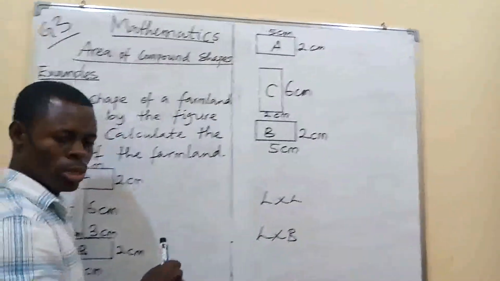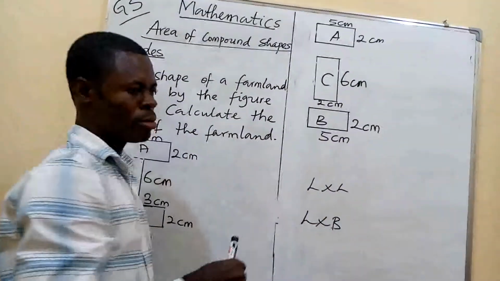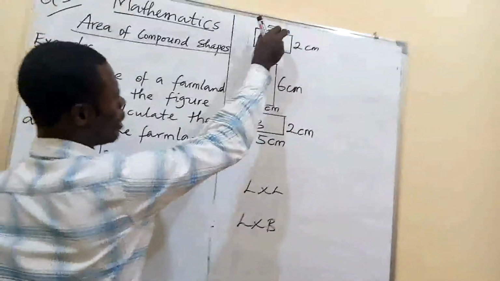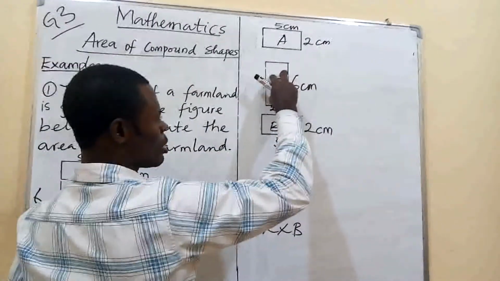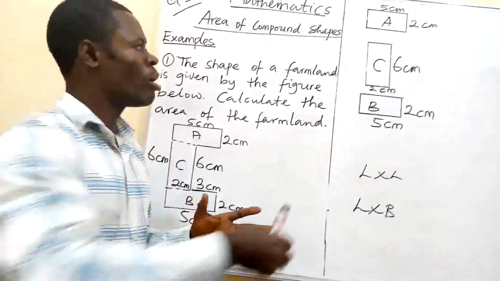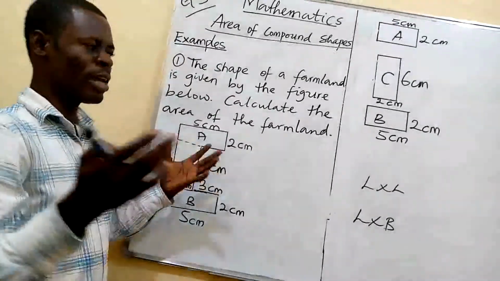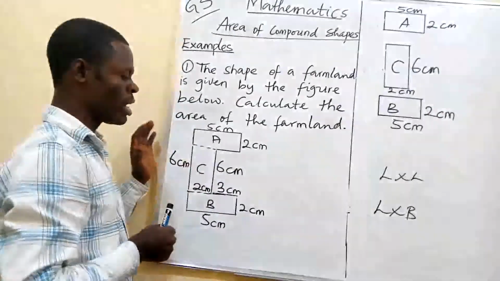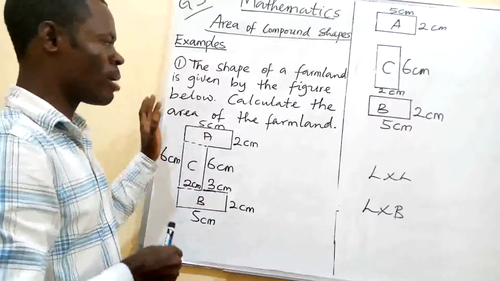Now looking at the shapes you have cut out, you agree with me that all the shapes are what shape? A rectangle. So that means we're going to find the area of this rectangle, the area of this rectangle, and the area of this rectangle. And then we add the areas of these 3 rectangles together. And having added them, we get the area of what? The compound shape of the farm.